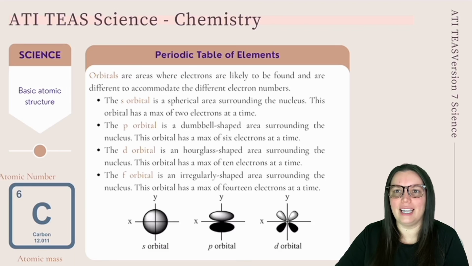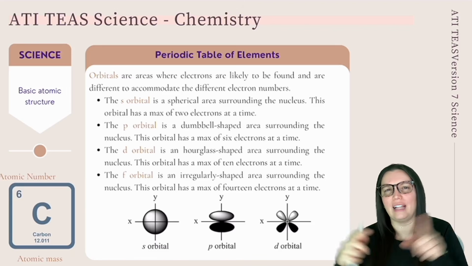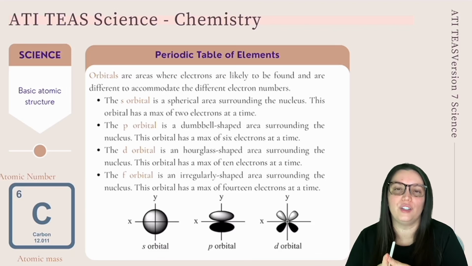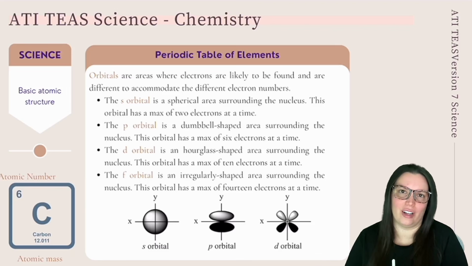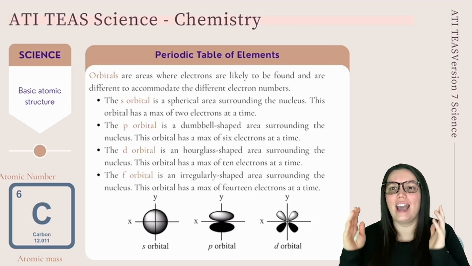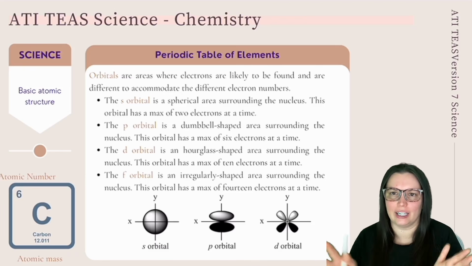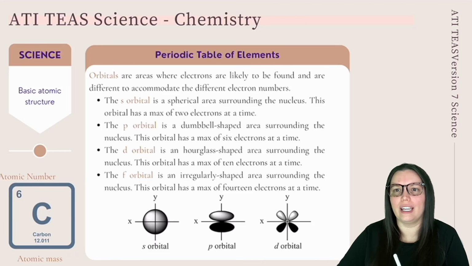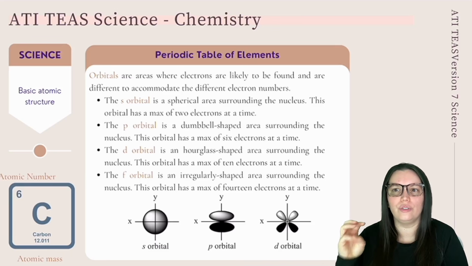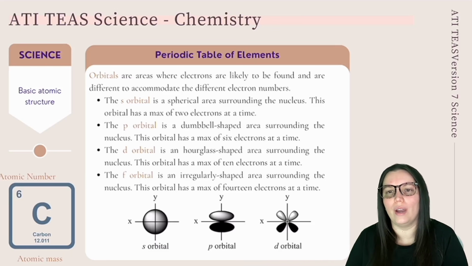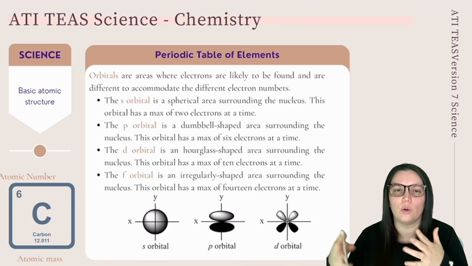Next, we have d orbitals, and that's more of a flower-shaped type of orbital that surrounds the nucleus. And these orbitals are allowed to have a max of 10 electrons at a time. And then we have f orbitals. These are really irregularly shaped areas that surround the nucleus, and these particular orbitals can have 14 electrons at a time. So when you're looking at this, just think 2, 6, 10, 14. That's kind of how I remember the types of orbitals and how many electrons they have.